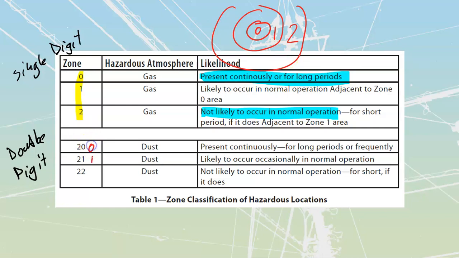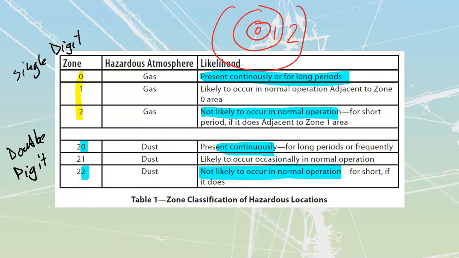Our dust is going to follow the same sort of tiering. I've got a 0, 1, and a 2 over here, but we just preface them with another 2 in front. So it's a 20, a 21, a 22. Once again, present continuously is going to be the 0 identifier, and not likely, but could sometimes happen, is going to be my 2 as well.